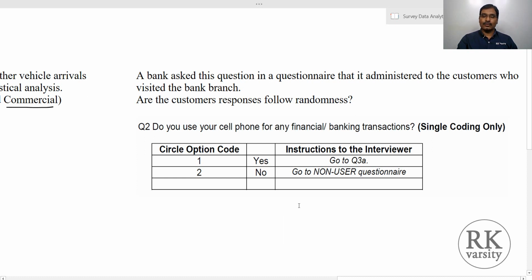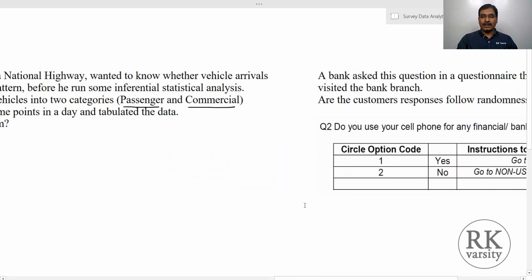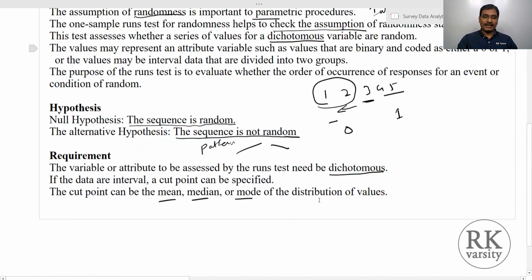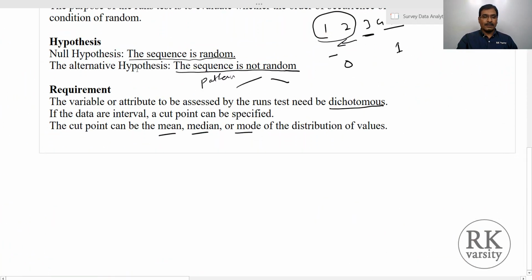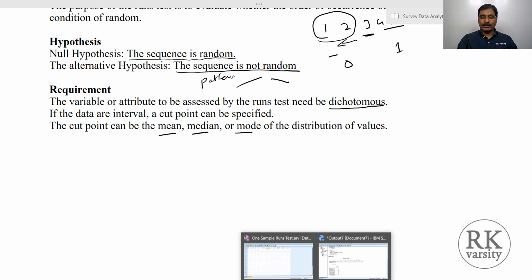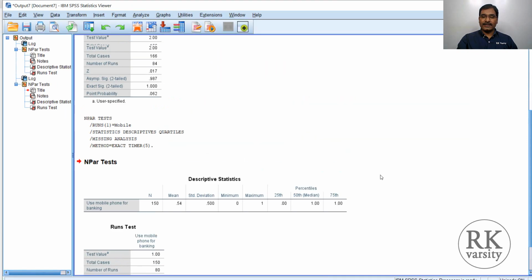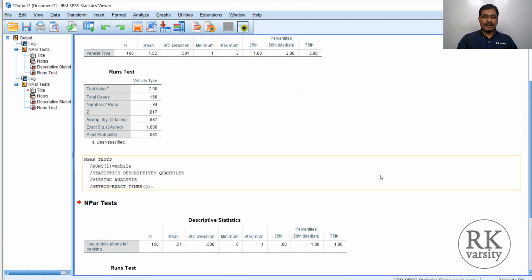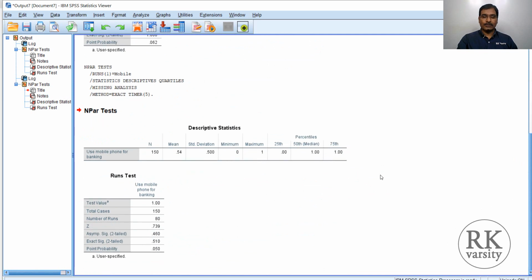As this follows randomness, you can use inferential statistics on this data set. So as we said, the null hypothesis is that the sequence is random. In both the cases which we observed here, we find that the sequence is a random one. So in both the cases, it is preferable to use inferential statistics.